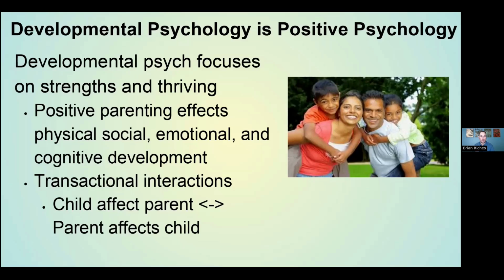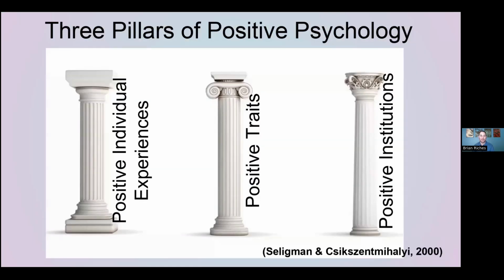It's looking at helping build people, helping them thrive, positive parenting, social relationships, building emotion regulation, your cognitive development, the interactions between a child and their parent, or the child and their neighborhood, the child and their school, the systems around people. Basically, positive psychology is developmental psychology, or developmental psychology is positive psychology. There's a lot of overlap there. So that was the three pillars. Hopefully you have a much clearer understanding of positive psychology now.